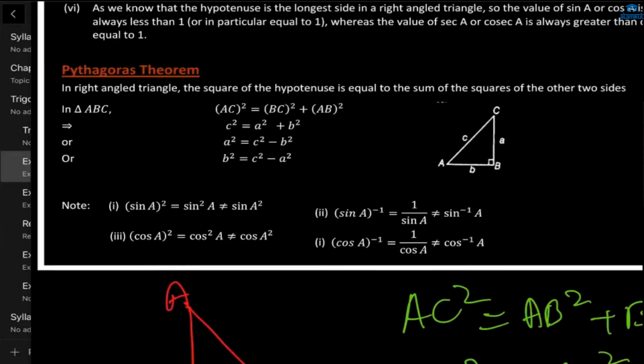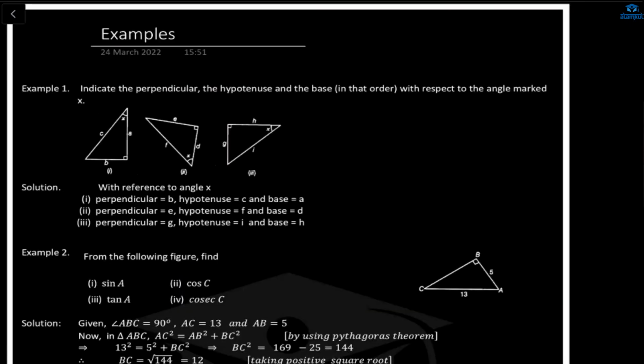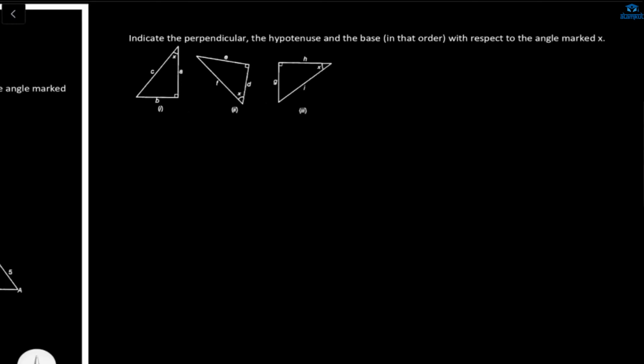Now let's see some examples based on that, on how you are going to select the base and the height, and how you are going to calculate sine, cos, tan, and cosec values. If any of the ratios is given, how you are going to find out the other ratios. So let's check example number 1. I'm just copying this. Now, in this, indicate the perpendicular, the hypotenuse, and the base.